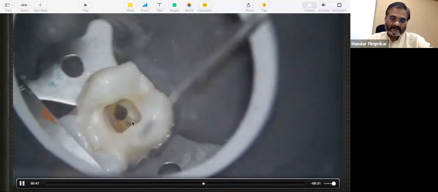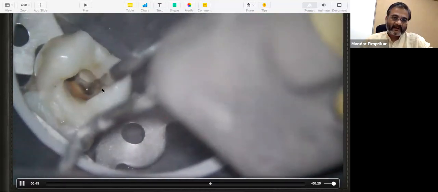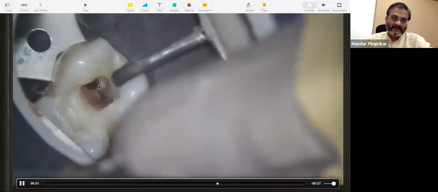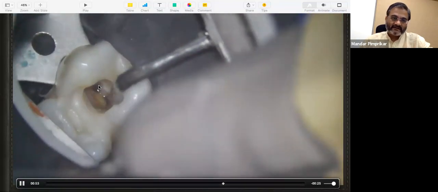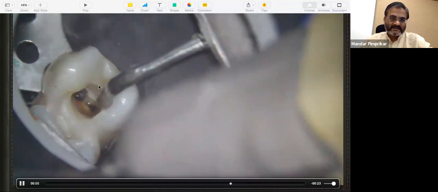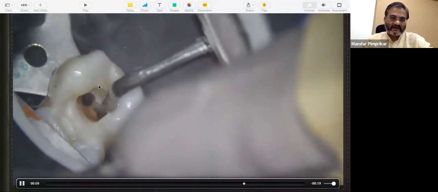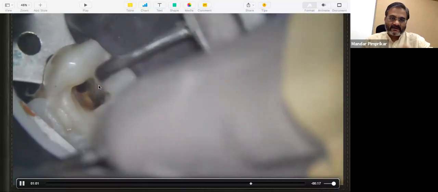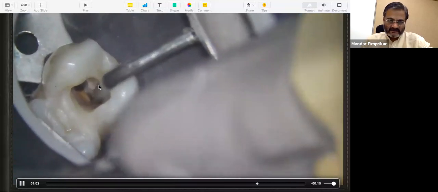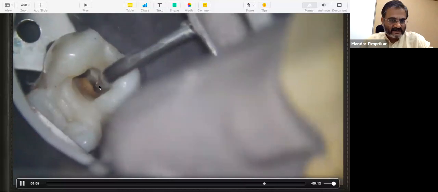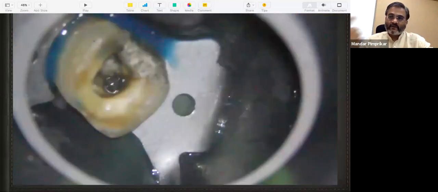Here you can see the clean isthmus. Now I'm going to place it into the other canal, and this is a foot operated device, Endo Irrigator Plus, and you can see constant supply of fresh hypochlorite happening, and this causes a lot of shear stress. So of course, if you do not have that device, you can always create your own negative pressure.